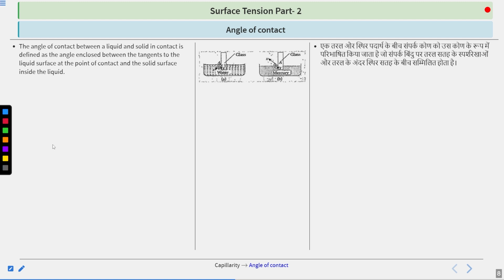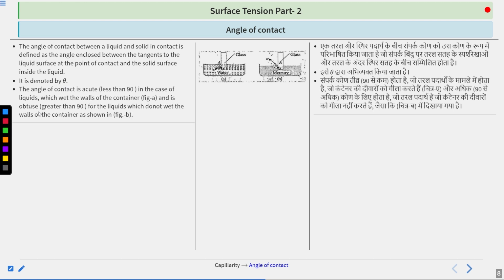Now, after finishing the capillarity, let's talk about the angle of contact. The angle of contact between a liquid and a solid in contact is defined as the angle enclosed between the tangents to the liquid surface at the point of contact and the solid surface inside the liquid. It is denoted by delta. The angle of contact is acute, less than 90, in the case of liquids which wet the walls of the container.